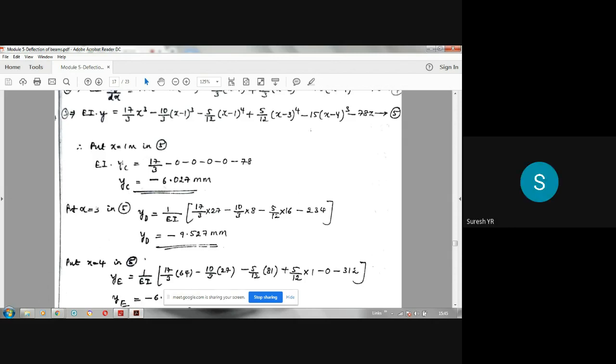So that is 10 power minus 3 meter, multiply into 10 cube, and you get 9.527 millimeter. So this is the value of deflection at D. See, the deflection at D is greater, the deflection at D is greater than at C. That was 6 point something, and this is 9 point something.